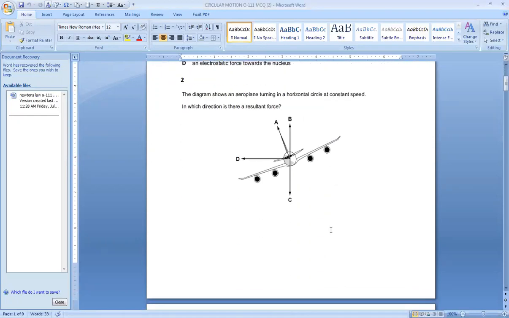Number 2. Now the plane is turning along a circular path. So it's a horizontal circle. It is not going up or down. It is moving horizontally at a constant height. So it is tilting towards the left. So the center of the circular path will be towards the left, towards D. So the resultant force on the plane will be towards D. This option is D.